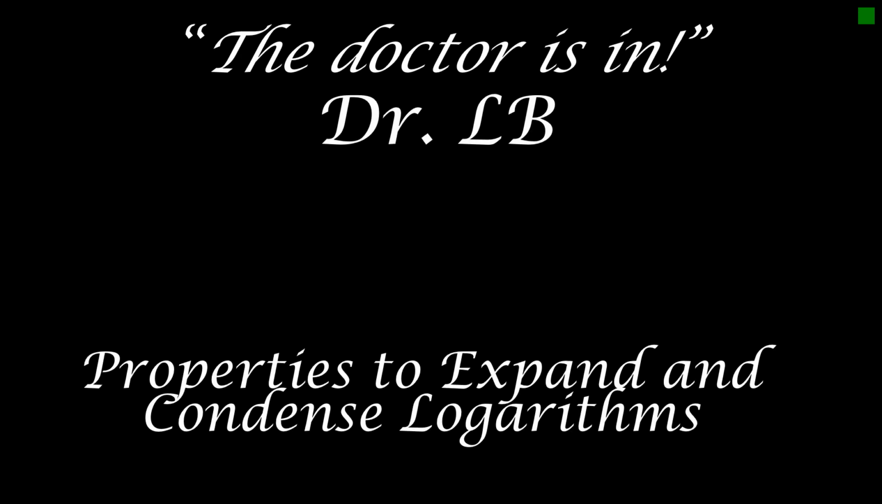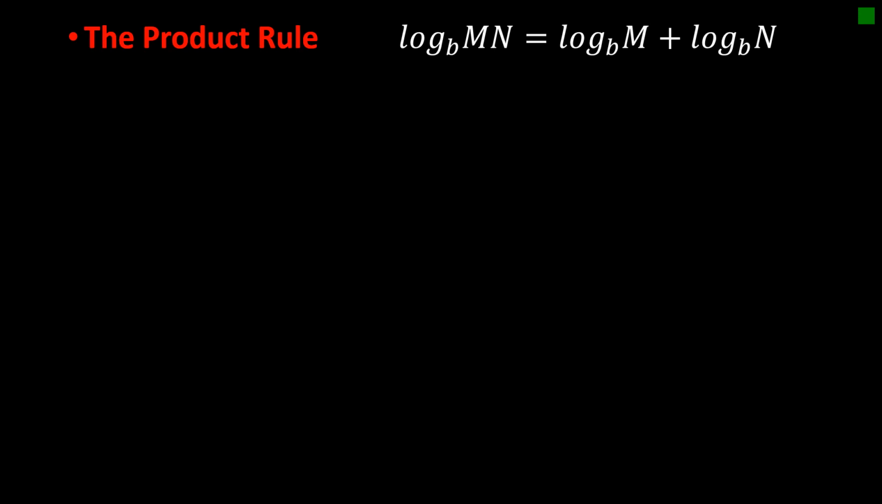Today we look at properties to expand and condense logarithms. The first property is the product rule. What that states is that if you have log base b of m times n, a product that you're taking the log of, then that product can break down as a sum: log base b of m plus log base b of n.